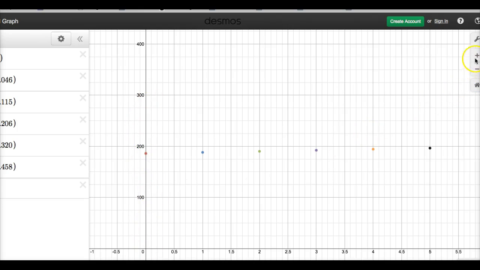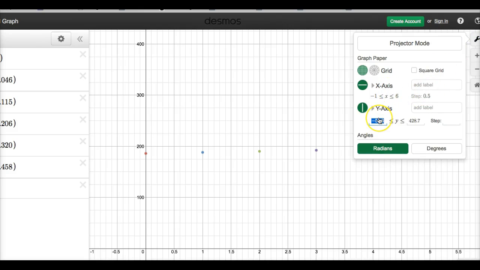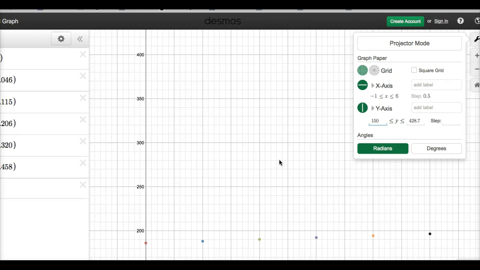If we want to change that, we can go over here. Desmos has a window that we can change, and we can change our y-axis. We don't need negative 51.3. In fact, we really could start way up here at about 150 or maybe even 180, but I'll change it to 150 and see what happens.